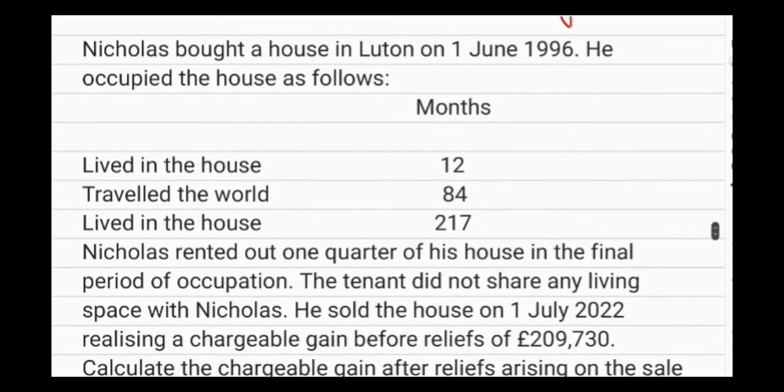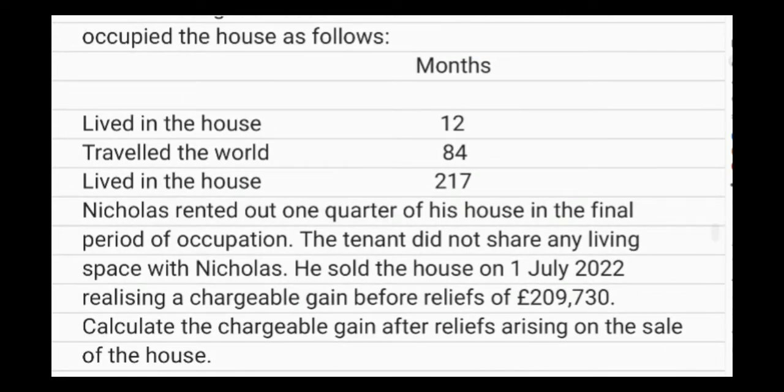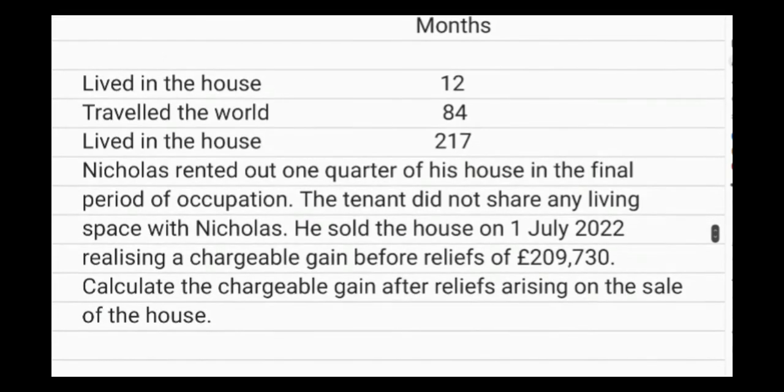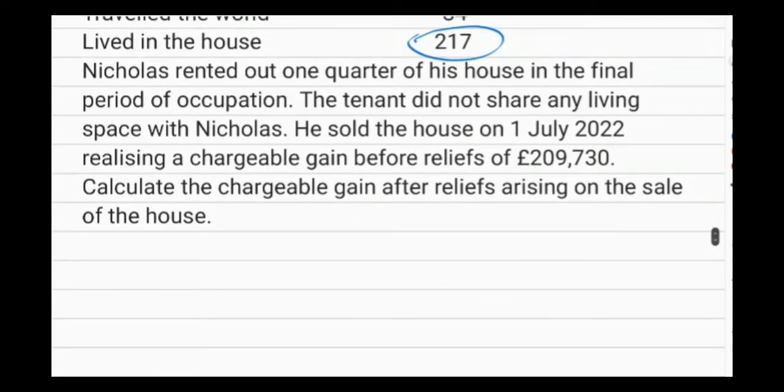In this question, Nicholas bought a house in Luton on 1st June 96. He occupied the house as follows: lived in the house 12 months, traveled the world 84 months, and lived in the house 217 months. Important point: Nicholas rented out 1/4 of his house in the final period of occupation. The tenant did not share any living space with Nicholas, so PRR and letting relief are available. He sold the house on 1st July, realizing a chargeable gain of 2,09,730. Calculate the chargeable gain after relief arising on the sale of the house.